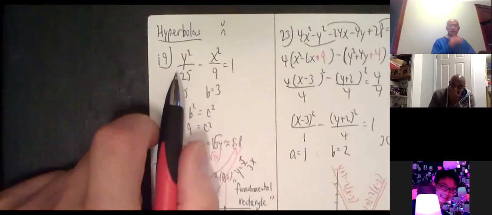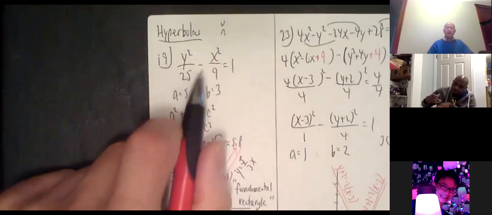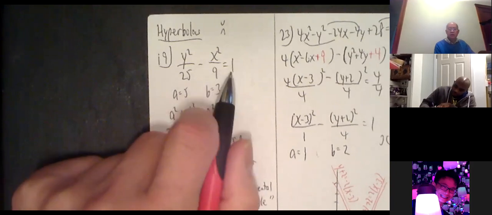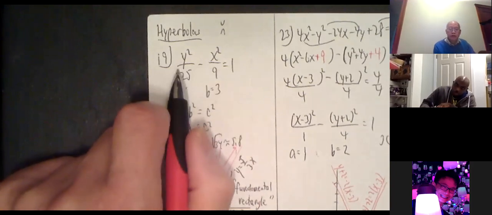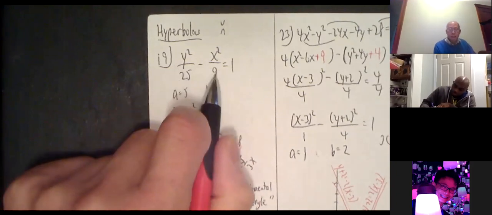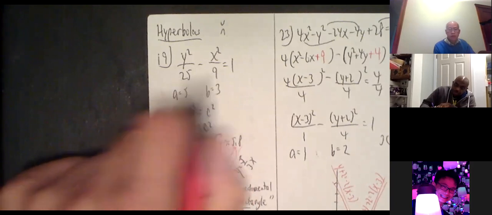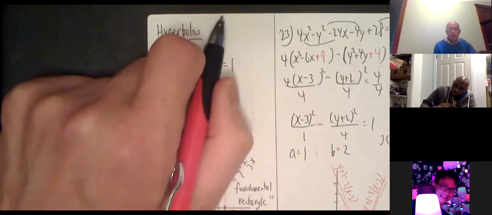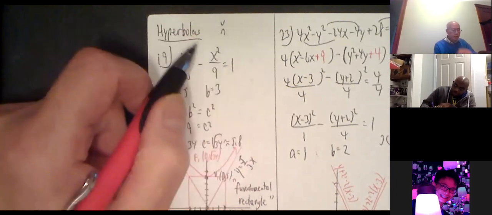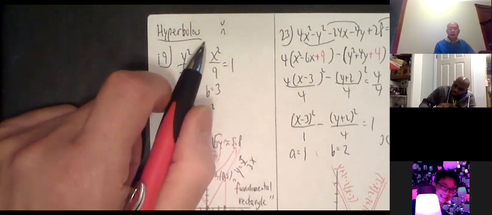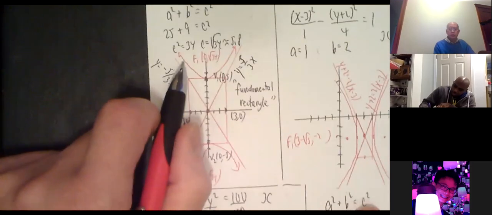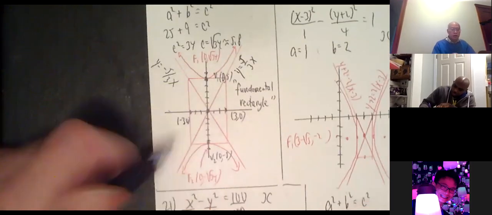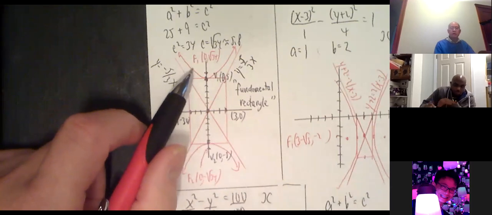Okay, 19. y squared over 25 minus x squared over 9 equals 1. We're going to call the number in front A and this one B, regardless of which one's larger for the hyperbola. Y comes first, so I know it goes up and down. And by the way, this is considered one hyperbola. There's two branches, a branch here and a branch here, but these two combined are considered one hyperbola, even though they're disconnected.